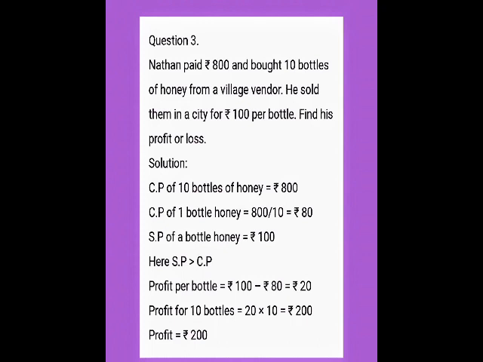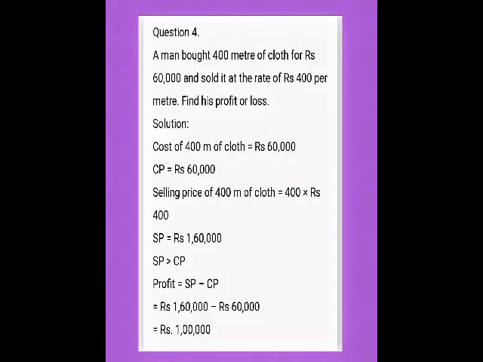The last question in this session, question number 4. A man bought 400 meters of cloth for rupees 60,000 and sold it at the rate of rupees 400 per meter. Find the profit or loss. Here the amount for 400 meters of cloth is given. He sells it at that amount per meter. We want to find the profit or loss.